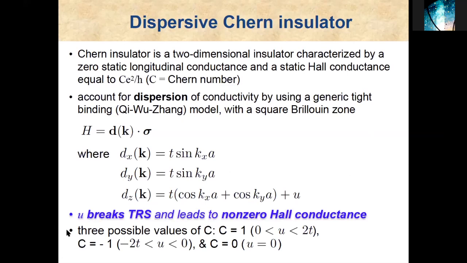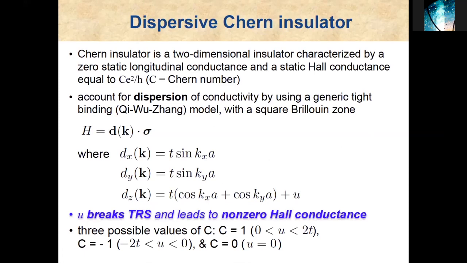We can actually see by calculation that if u is zero, it gives rise to zero C, where C is the so-called Chern number, which is an integer. If u is less than 2t but more than 0, then C is 1. And if u is less than 0 but more than minus 2t, it gives rise to C equals minus 1.